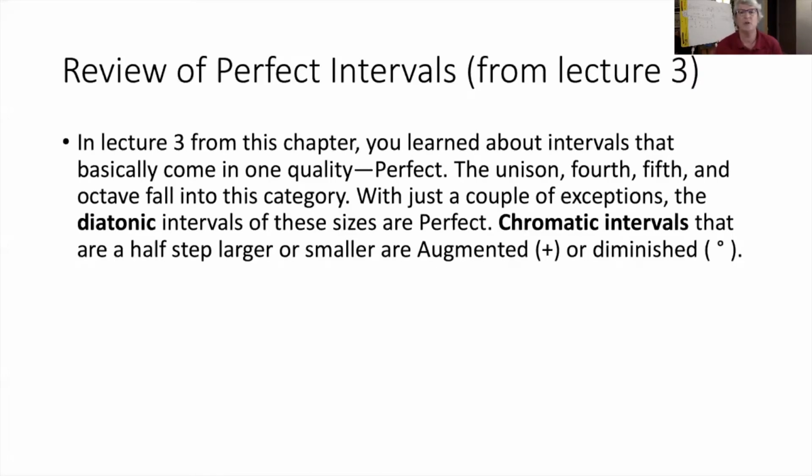In the previous lecture, I talked to you about the intervals that basically come in one quality and that we call perfect. The unison, the fourth, the fifth, and the octave fall into this category. With just a couple of exceptions, the diatonic intervals of these sizes are perfect. By diatonic intervals, of course, I mean the intervals that can be made with the notes of one key signature. So if we stay, for example, in the key of C major and we use only the natural notes, we're going to essentially get perfect unisons, perfect fourths, perfect fifths, and perfect octaves.